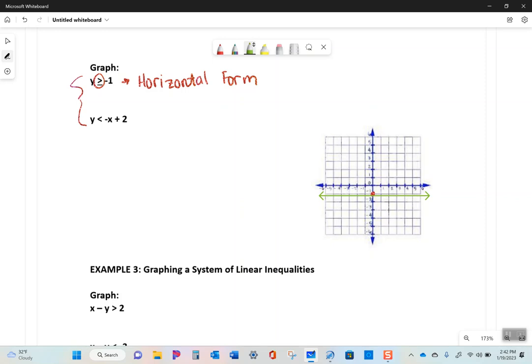Are we done graphing? No. What do we got to do? Starts with an S. Shade. All right. Which way are we shading? Are we shading above the line or below the line? Okay, I heard both. Below. Okay, should we try it out? Should we test a point?